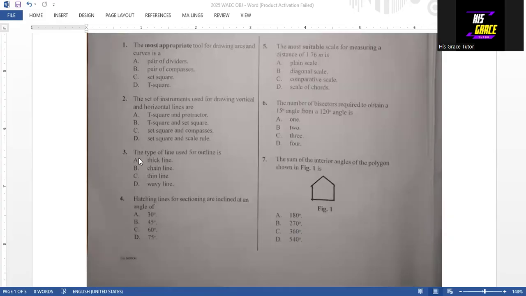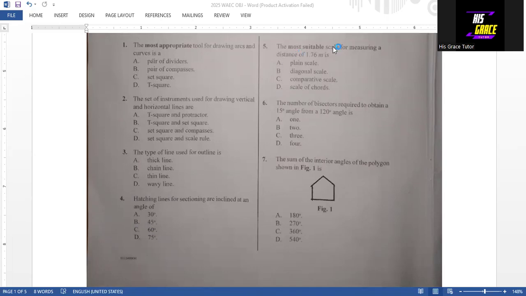Then question 3, the type of line used for outline is a thick line. Option A is the answer to question 3. And question 4, hatching lines for sectioning are inclined at an angle of 45 degrees. That is option B, the answer to question 4.